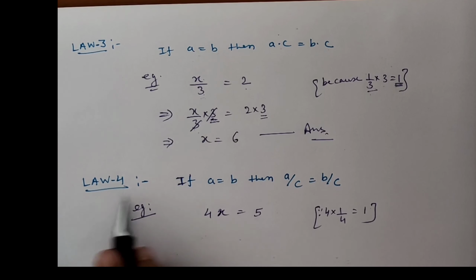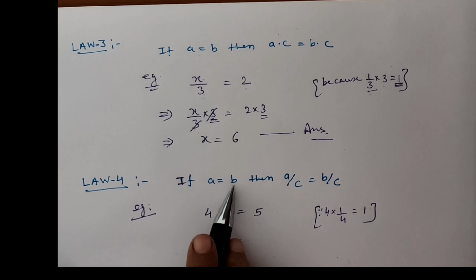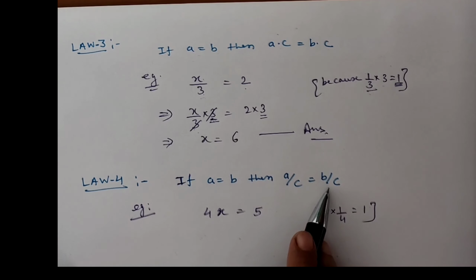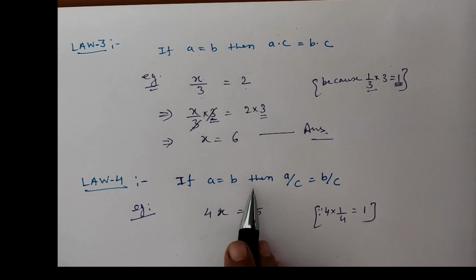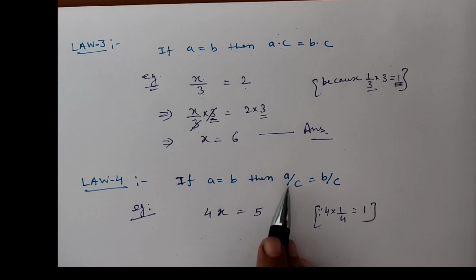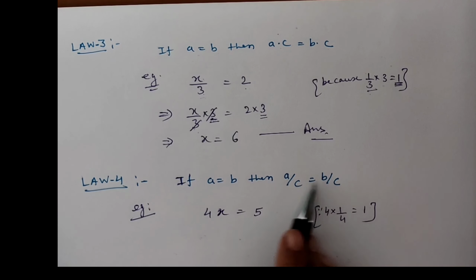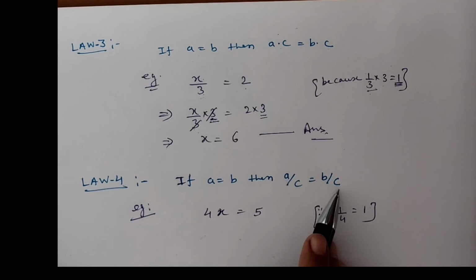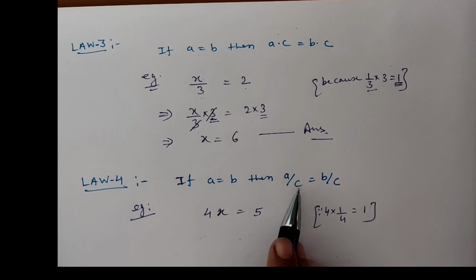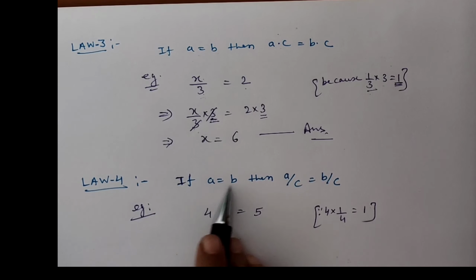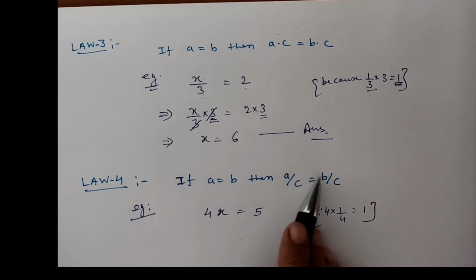Now law 4. If the equation is A is equal to B, then A by C is equal to B by C. What does it mean? It means that if both sides of an equation are divided by the same non-zero quantity, like C here, it should not be zero, then the two sides remain equal. Symbolically, if A is equal to B and both sides are divided by C, then both are equal.